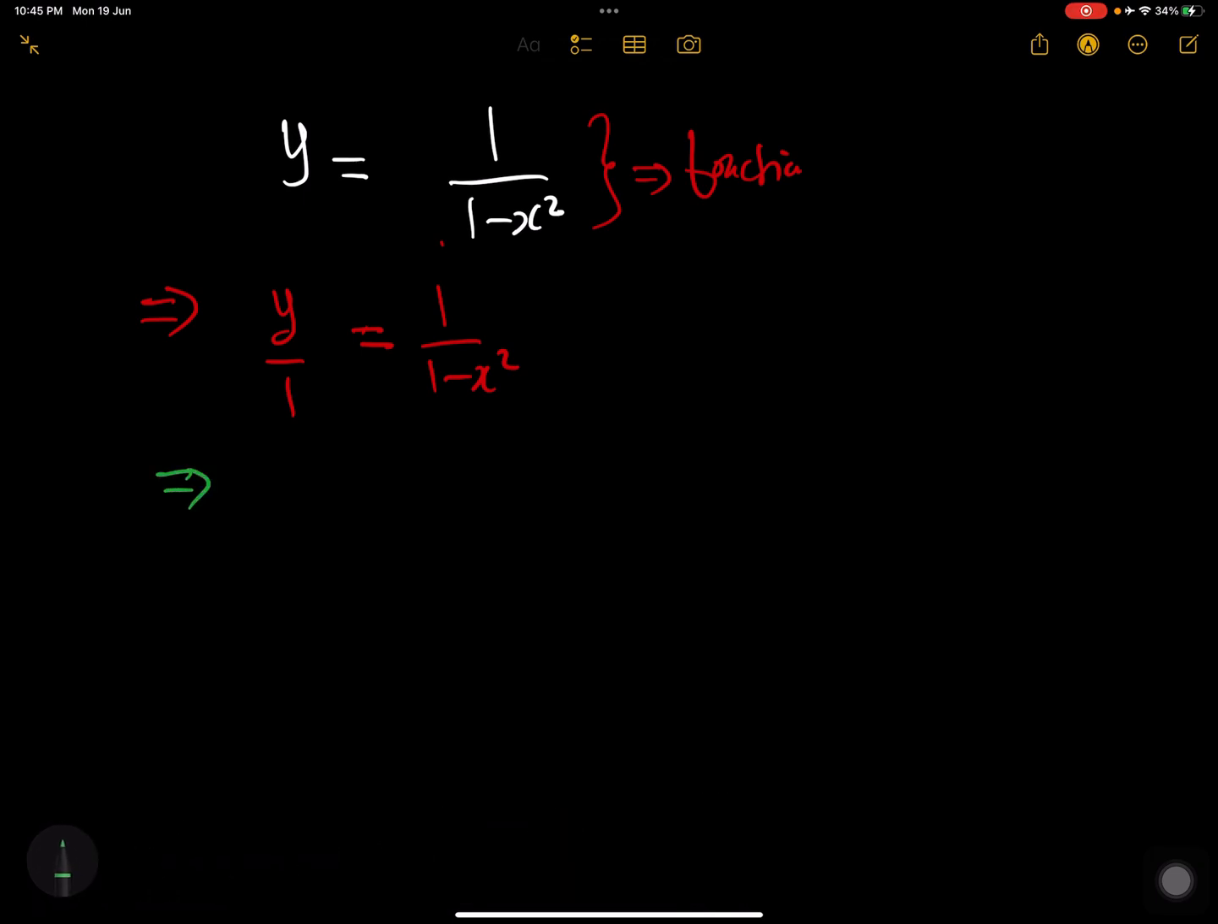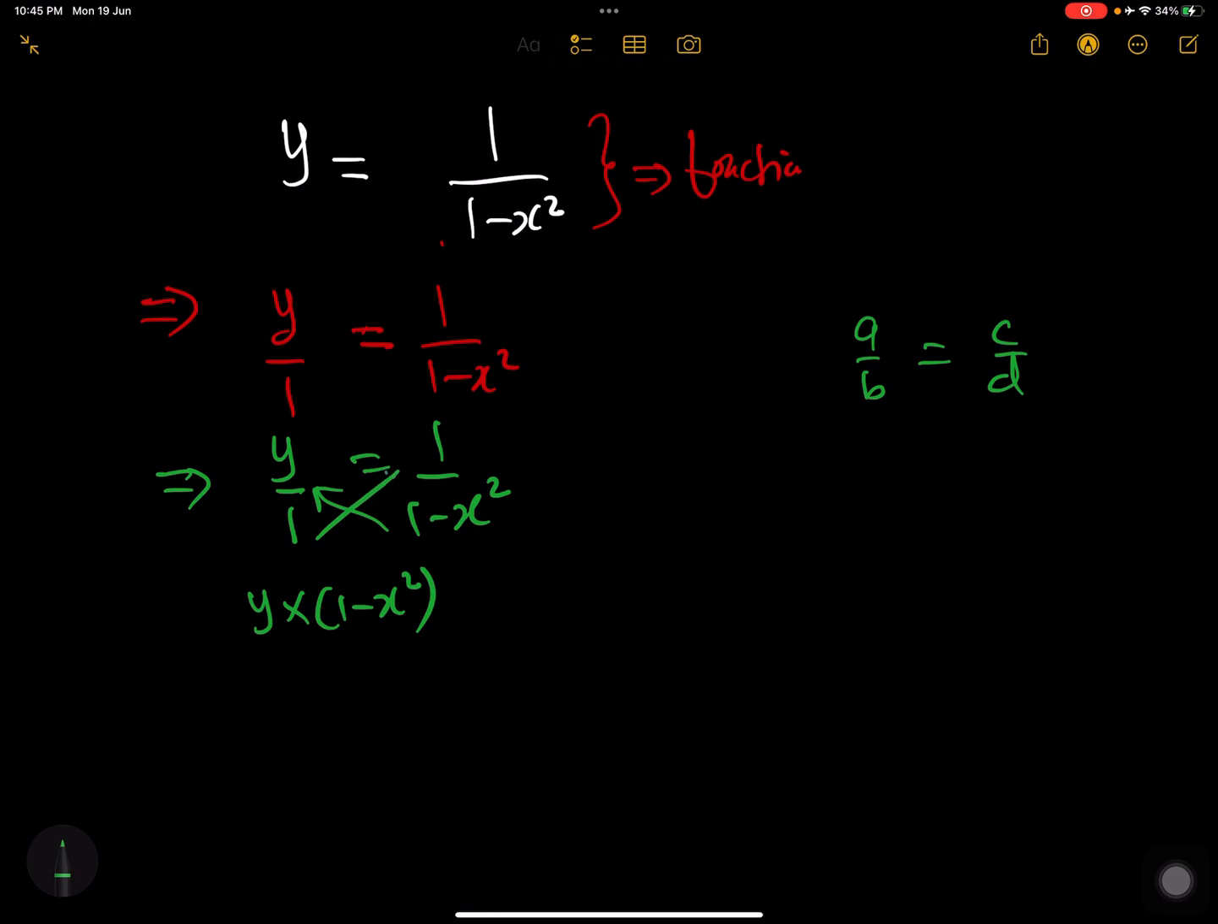Okay. The next thing is to cross multiply. Remember, we said if you have two fractions and what is separating them is the equal to sign, we are going to cross multiply. So to cross multiply, I'm going to write it again. We'll multiply this, and we get y times 1 minus x squared, and multiplying this, it's equal to 1.